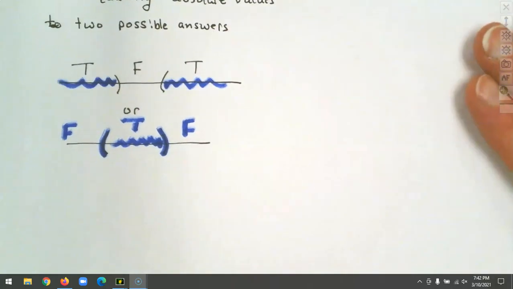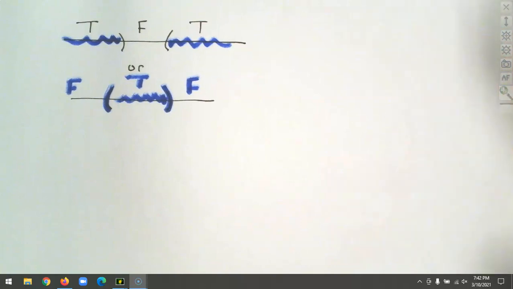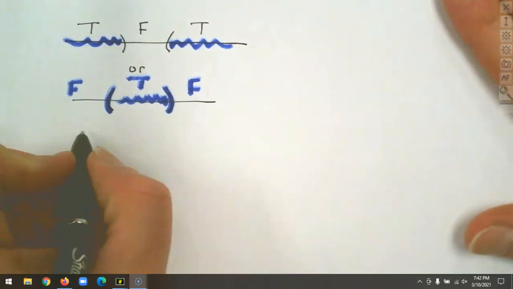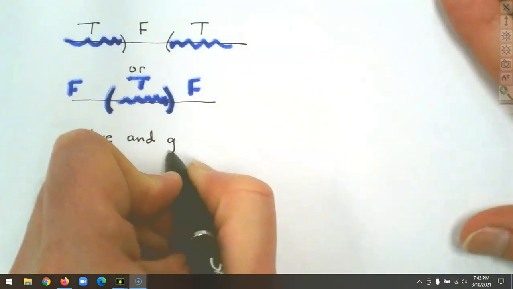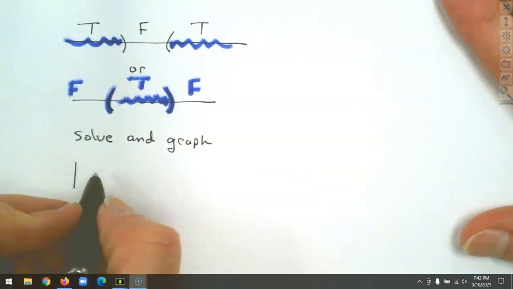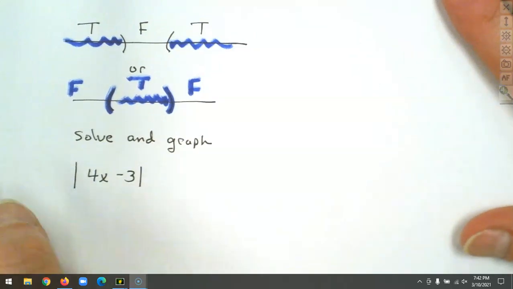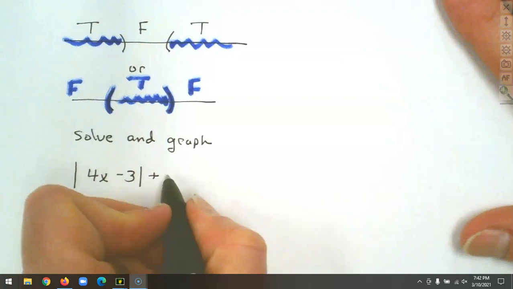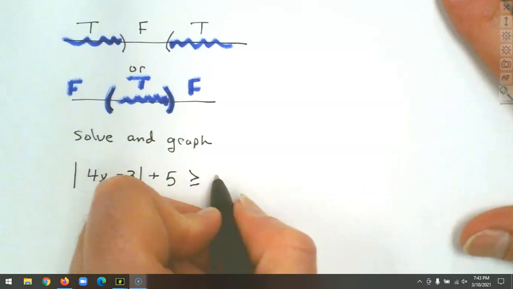So we'll do a few of these and then we'll look at some special cases. And then we'll talk about what happens when an absolute value equals another absolute value. But let's go ahead now and focus on our inequalities. And we're going to solve and graph these. Let's start with the absolute value of 4x minus 3 plus 5 is greater than or equal to 10.